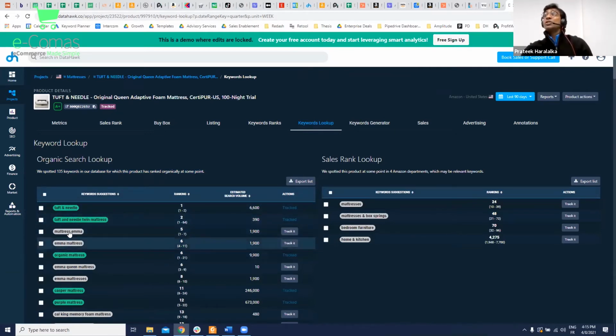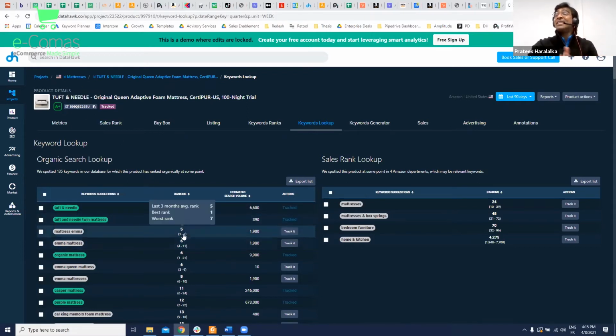The white ones are the ones you're not tracking. But some other customer in DataHawk's ecosystem was tracking these keywords at some point of time. And when we were fetching search results from Amazon for these keywords, we noticed this product show up in search results in the 5th position. In fact, at some point of time, it was ranked number 1, which is why we're telling you this keyword might be relevant for you, so you may want to track it.